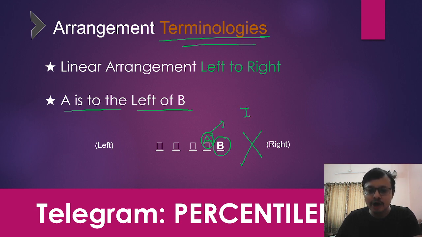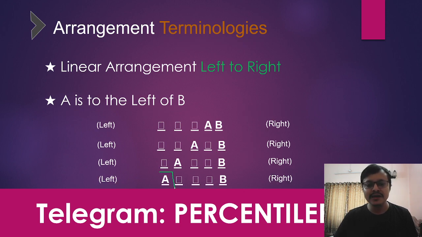And this is where a lot of CAT aspirants keep on making a mistake year after year. They confuse left with what is called immediate left. So here, A is to the left of B need not necessarily mean A is here. A could also be here, because even this position is to the left. As you can see, this side is left side, so anywhere to the left of B would be allowed. So this is correct, this is also correct, this is also correct. Basically, all 4 cases are possible.